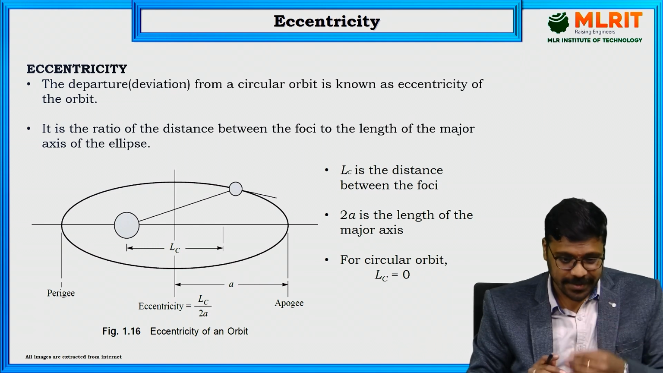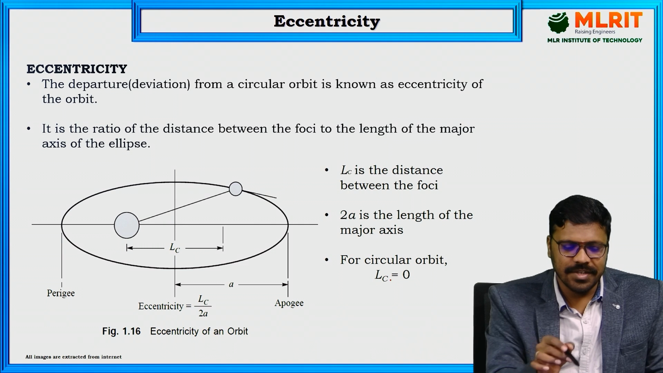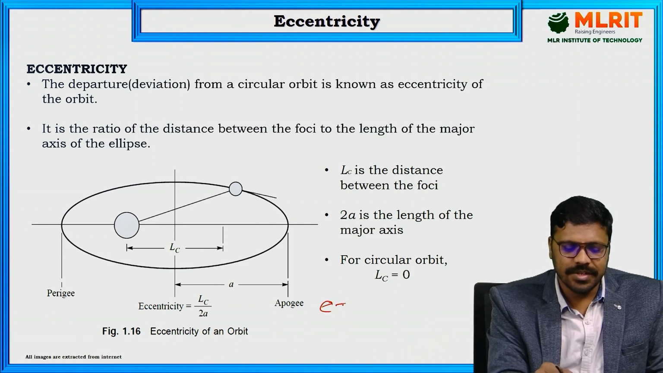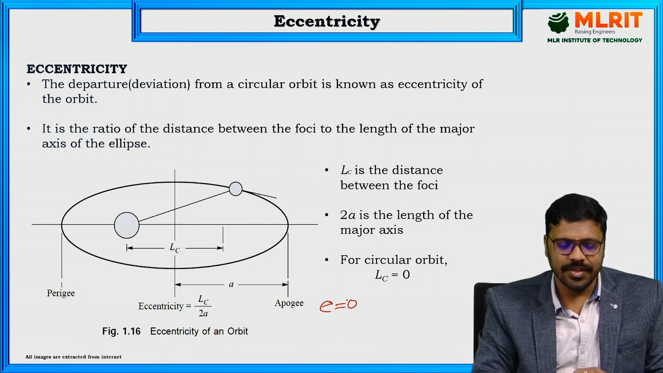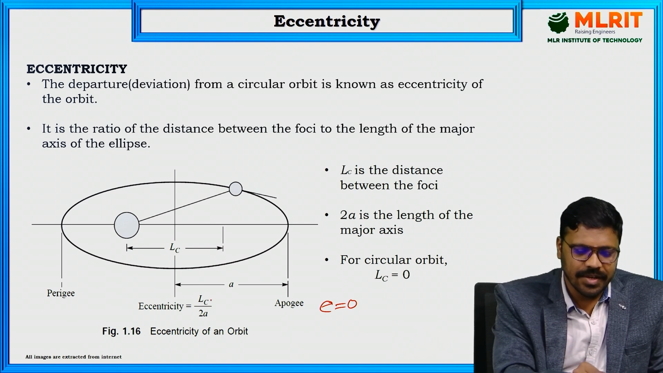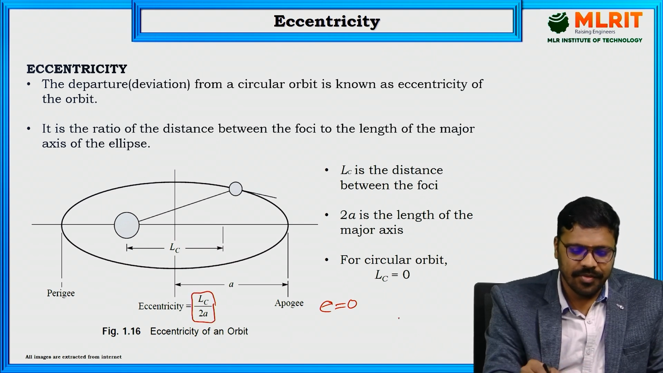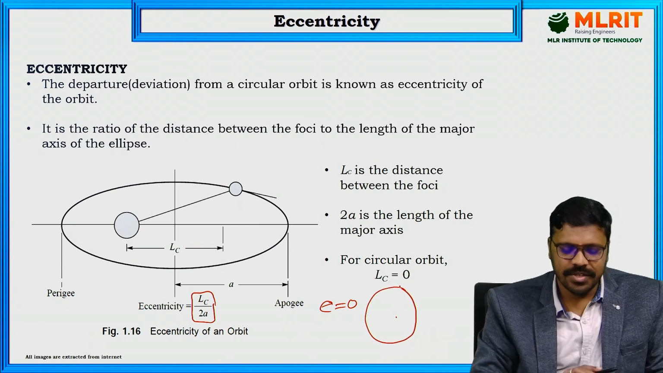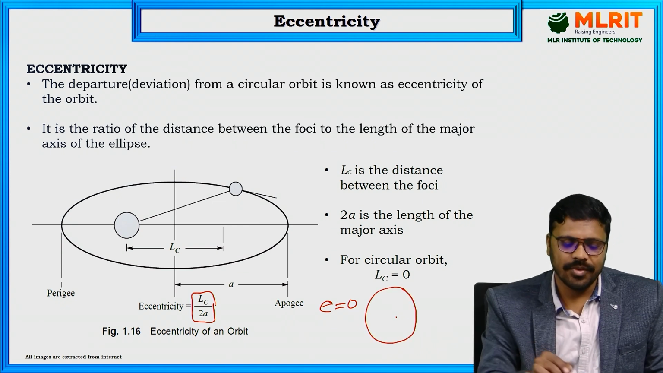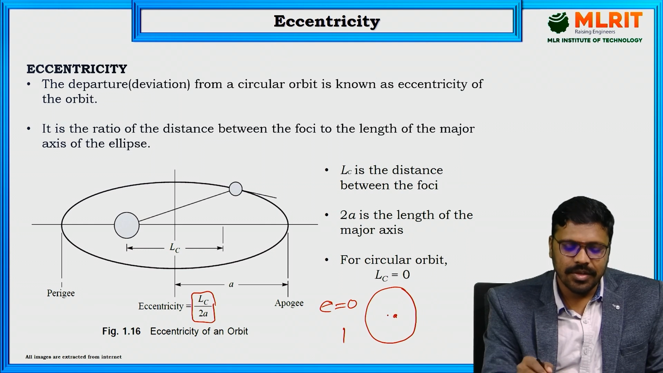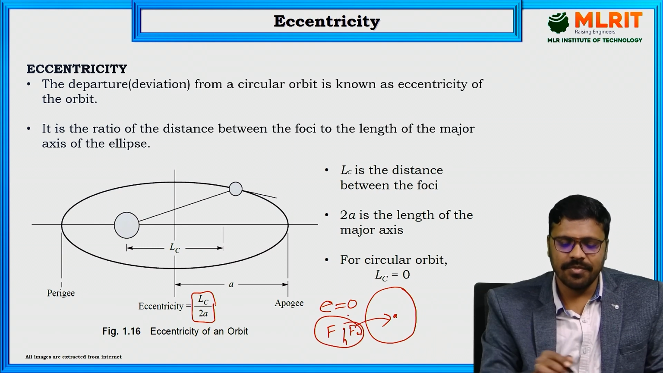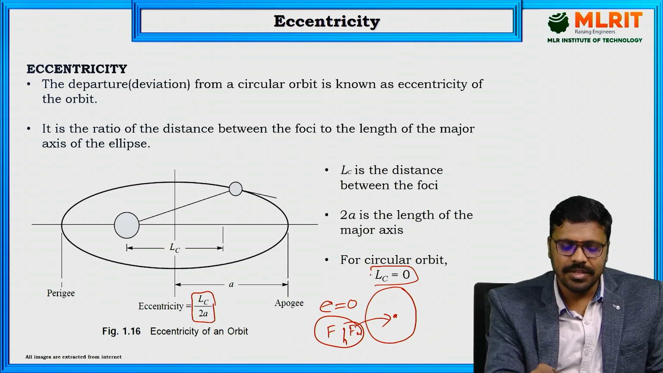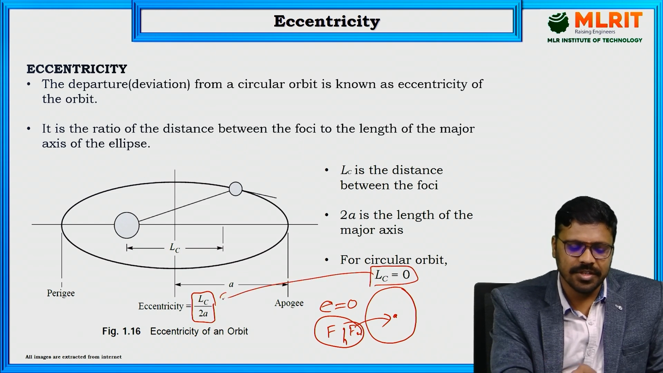So, for a circular orbit, this eccentricity is 0. Why is it 0? According to the definition, eccentricity is equal to LC by 2A. If you take a circular orbit like this, how many foci does the circular orbit have? It has only one focus. So actually here the focus F1 and F2 both are merged as a single point. So, the distance between the two foci F1 and F2 is 0, LC is 0. So, if you substitute LC equals 0, then eccentricity will be equal to 0 for the circle.